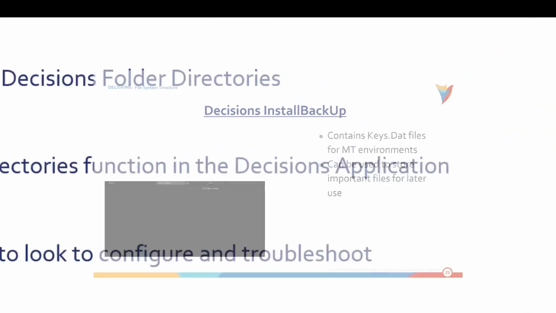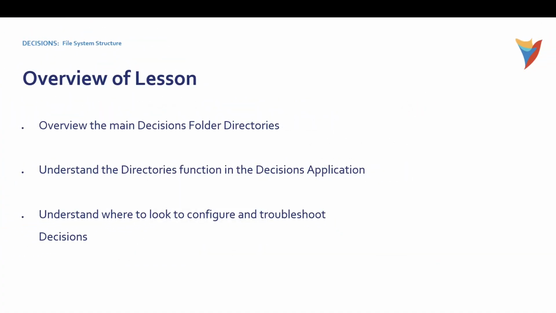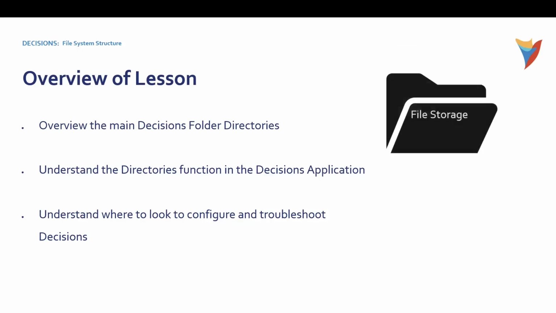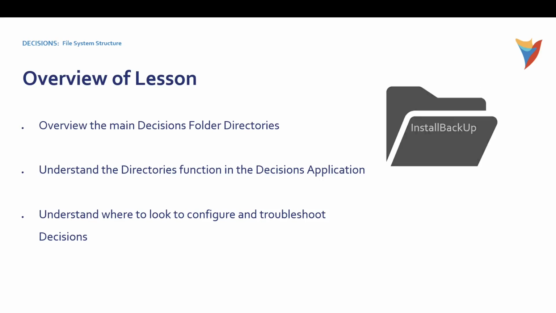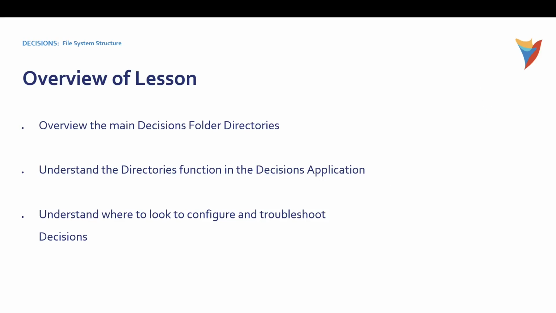So let's back up and go over exactly what the point of this was again. Remember, we wanted to go over the main folder directories, which were the Decision Server folder, the FileStorage folder, and the InstallBackUp folder. We want to make sure that we understand how these function in Decisions within the application itself. So we know that the Decision Server folder contains a lot of the logs, a lot of the features that you need for troubleshooting your Decisions instance. The file storage is going to focus primarily on being able to improve performance by changing how things are accessed, how things are moved around, and understanding the file directories, especially within the data store, is the key.